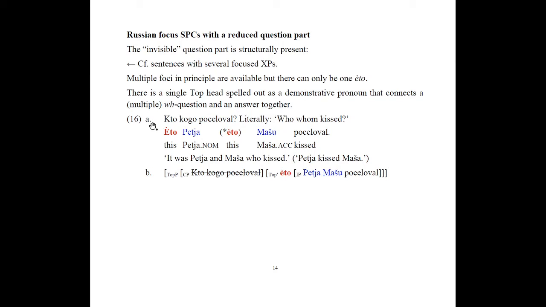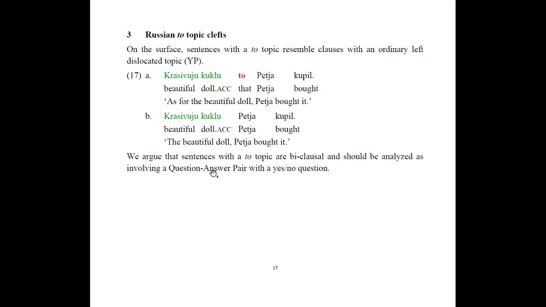So I can ask a question, for instance, whom kissed? And the answer would be this Peter, Mary accusative kissed. But the answer cannot be this Peter, this Mary accusative kissed. So I can only have one leftmost demonstrative. I cannot have two demonstratives.